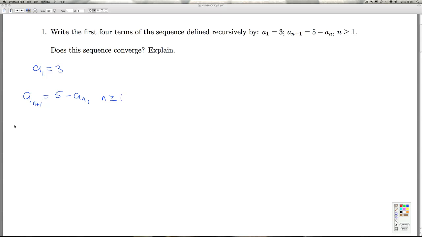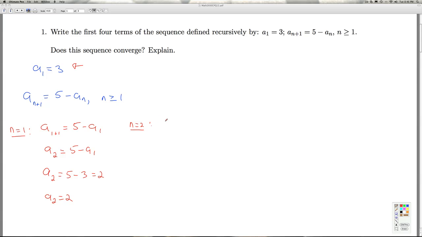So what we do is we substitute n into the recursion equation. So everywhere I see an n, I'm going to plug in 1. I get a_{1+1} is 5 minus a1. So a2 is 5 minus a1. So to get a2, I'm going to use a1, and I'm told that a1 is equal to 3. So a2 is 5 minus 3, which is 2. So a2 is 2.